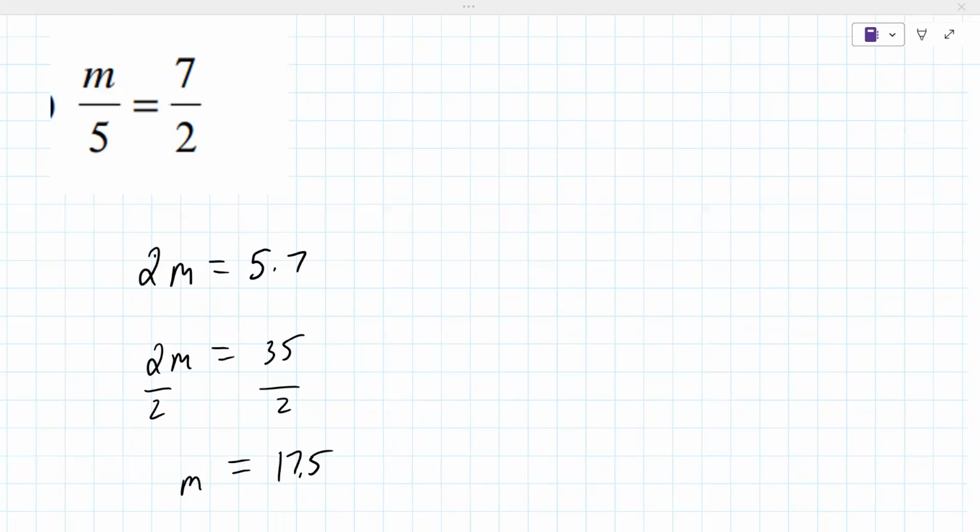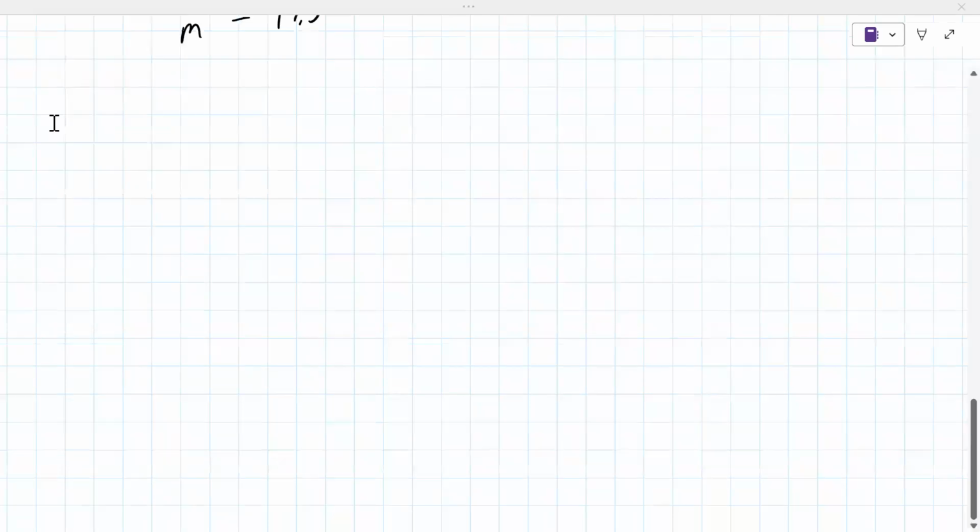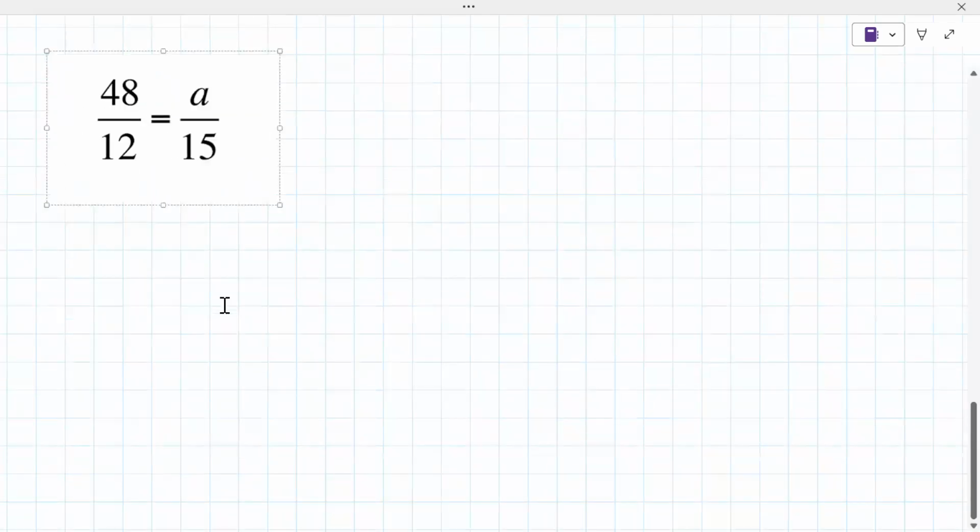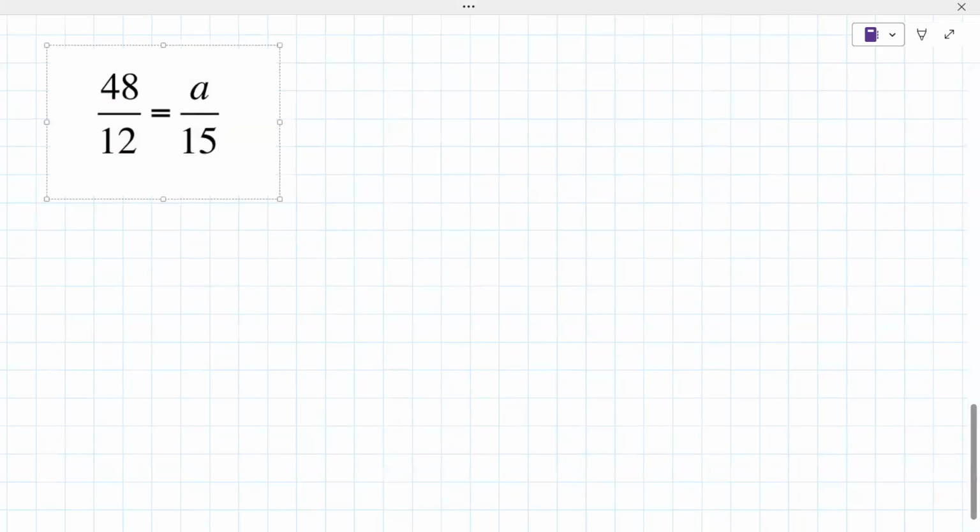Okay, let's try another one here. The numbers get a little bit larger. Give this one a try, please. 48 divided by 12 equals a divided by 15. A times 12 equal to 48 times 15.